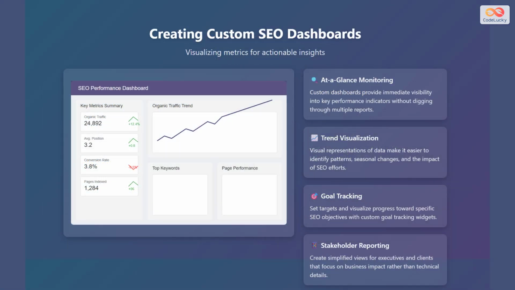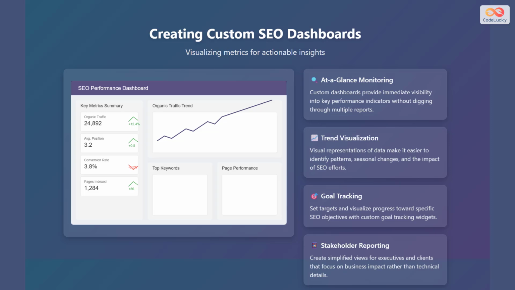Let's explore creating custom search engine optimization dashboards, which help visualize metrics for actionable insights. Custom dashboards provide at-a-glance monitoring, providing immediate visibility into key performance indicators without digging through multiple reports. Trend visualization, having visual representations of data, makes it easier to identify patterns, seasonal changes, and the impact of search engine optimization efforts. It helps in goal tracking by setting targets and visualizing progress toward specific search engine optimization objectives with custom goal tracking widgets.